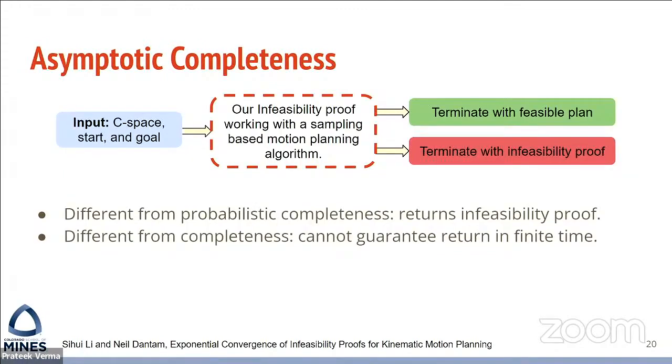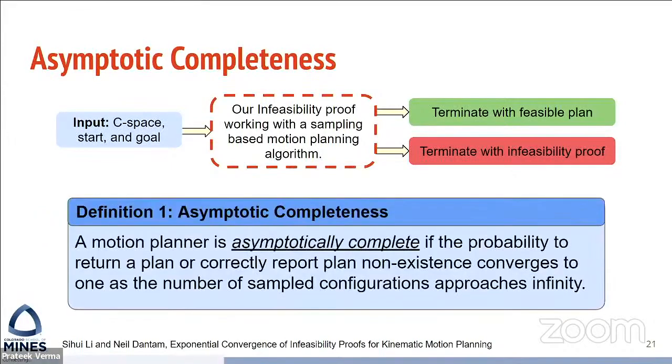So to conclude a little bit, our planner, in the limit, returns a plan or an infeasibility proof. This is different from probabilistic completeness because it returns this infeasibility proof. But it's also different from the original definition of completeness because it does not guarantee return in finite time since it's using sampling. So here we define this term asymptotic completeness. A planner is asymptotically complete if it returns a plan or an infeasibility proof in the limit.